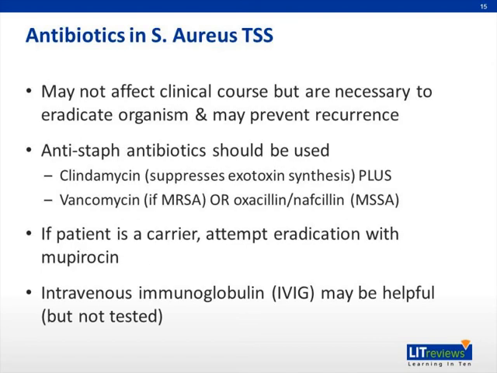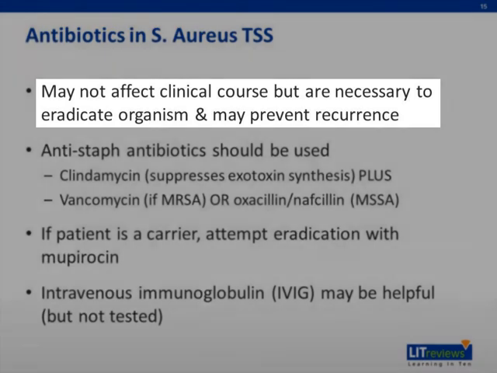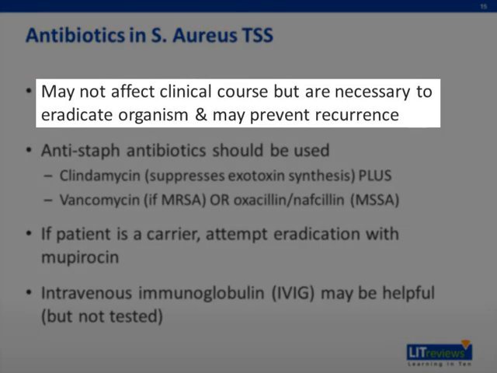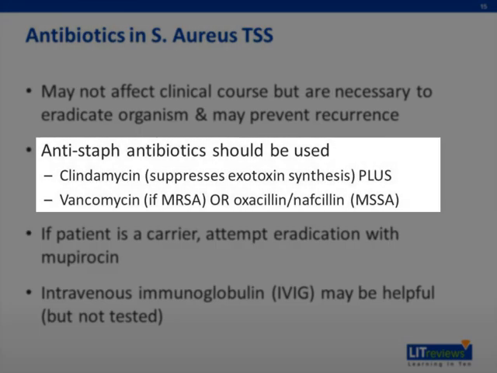So the next topic is antibiotics in Staph aureus toxic shock syndrome. They might not affect the clinical course because, as I mentioned, this is very toxin-mediated. However, it is necessary to eradicate the organism, which is Staph aureus, and it might prevent recurrence. So you should use anti-staphylococcal antibiotics. Clindamycin would be one of the antibiotics that you would use. The reason is that it suppresses exotoxin synthesis.